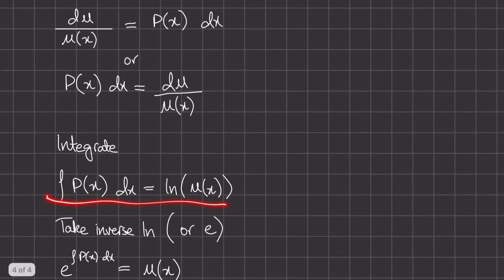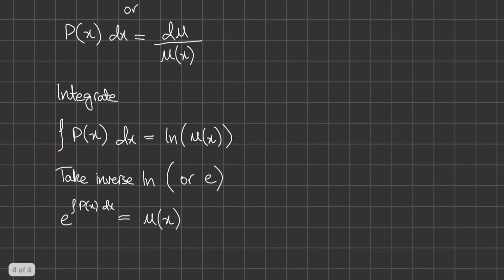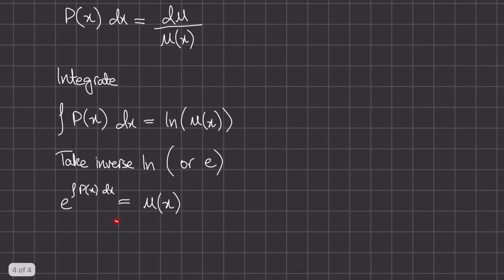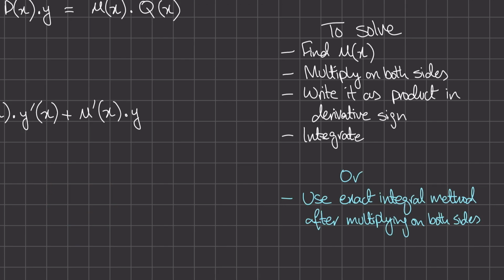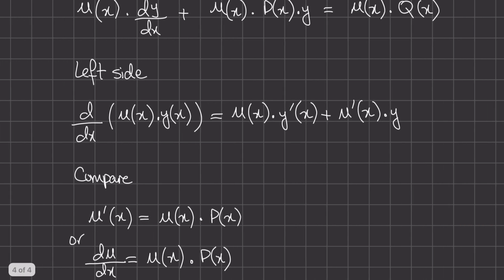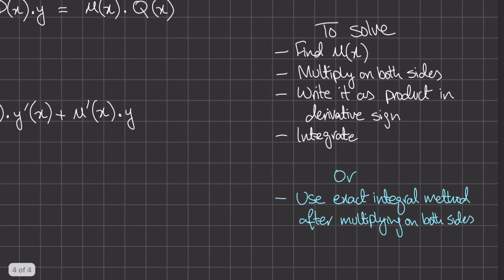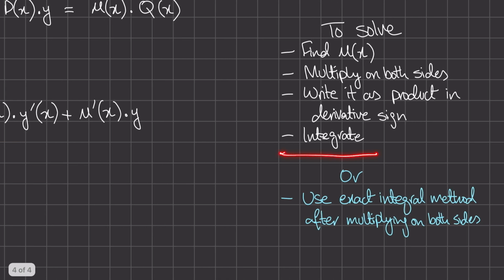Evaluating the right side gives ln mu of x. Then inverse natural log can be taken on both sides to give us the integrating factor as e to the power of the integral of p of x. Now, to solve questions, we can identify the integrating factor and write the terms as a product inside the differentiation sign as done here, then integrate both sides to get the answer.